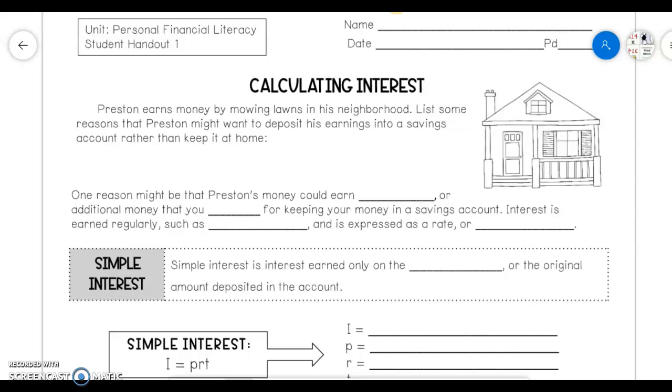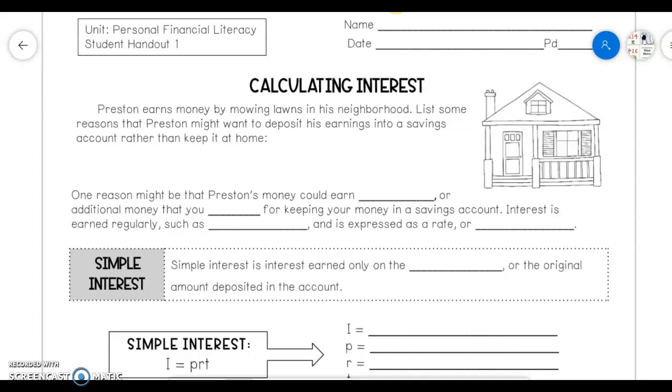Before spring break, we were talking about financial literacy and how to save money and the cost of money and such. So today I want to review with you calculating simple interest. You can write this in your journal, or if you would like to print it from Classroom, you can do that as well. Preston earns money by mowing lawns in his neighborhood.